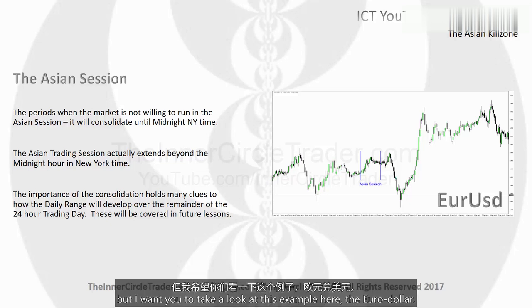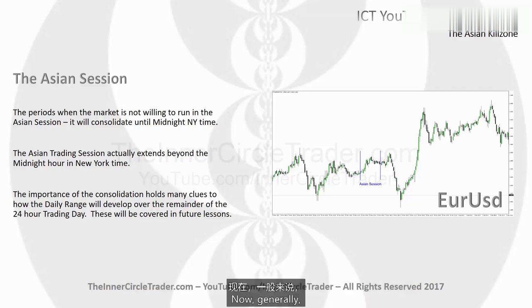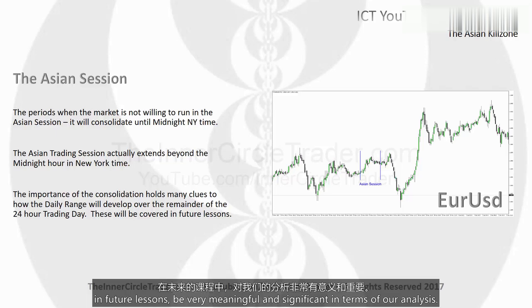But I want you to take a look at this example here, the euro dollar. Now, generally, this pair isn't very active during the Asian session. There are times when it is active and it creates a significant higher low, or it begins the daily range higher low in this delineation of time. For the most part, it tends not to do that. So when it's not doing that, we can view this Asian session as a consolidation that will, in future lessons, be very meaningful and significant in terms of our analysis.